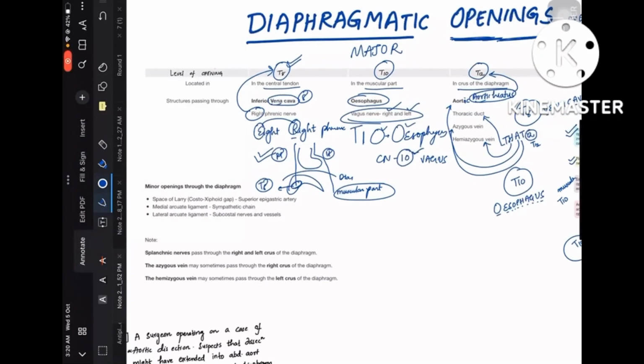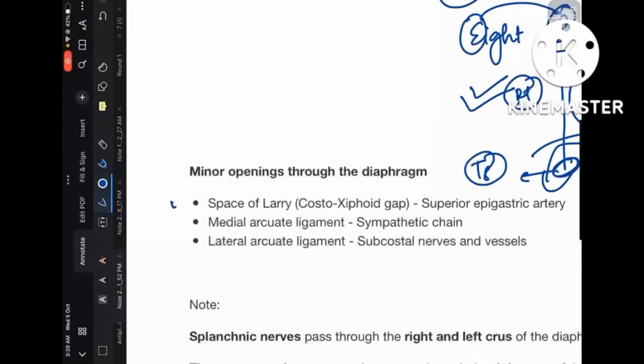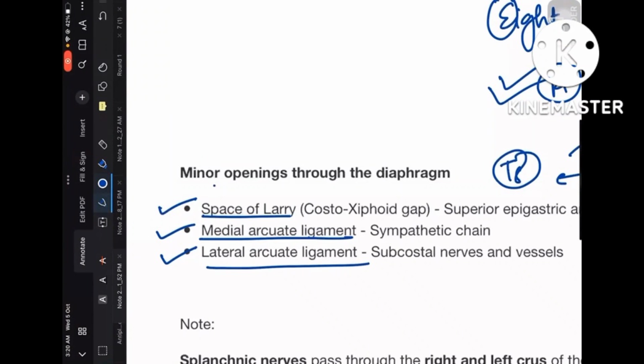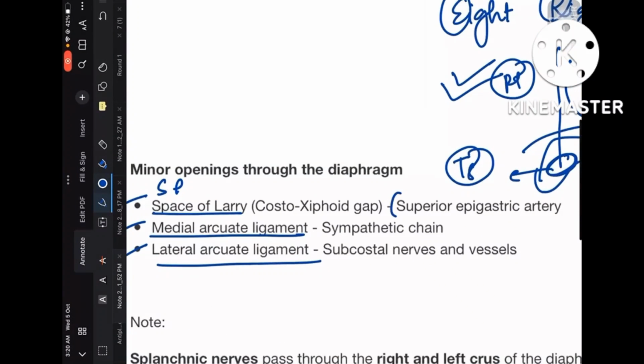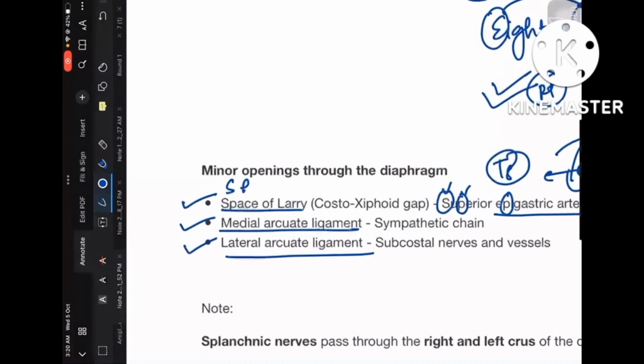Coming to the minor openings, there are 3 minor openings. One is space of Larrey, second is medial arcuate ligament, and third is lateral arcuate ligament. So for the space of Larrey, remember it like SP. So here it is SP, superior epigastric artery, that is space of Larrey, which is the costoxiphoid gap.